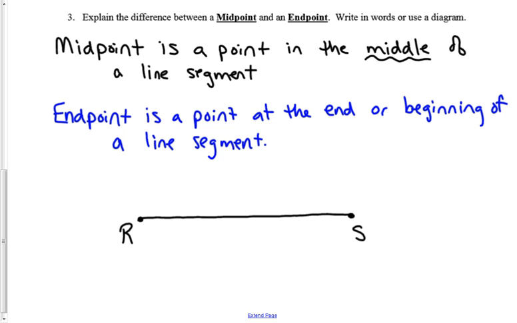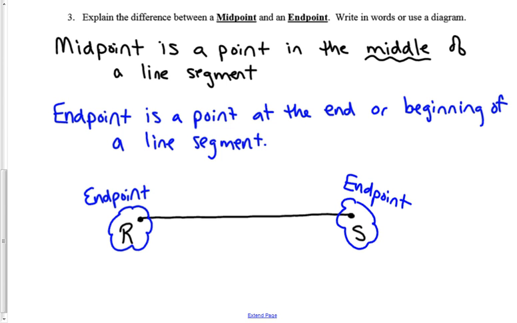Now we can actually label what R and S are. These are not midpoints. They are not in the middle. This is an endpoint. I'm just going to put a little cloud around it so I know that's an endpoint. And S is also an endpoint. So again, I'm going to put a little cloud around S to indicate that.